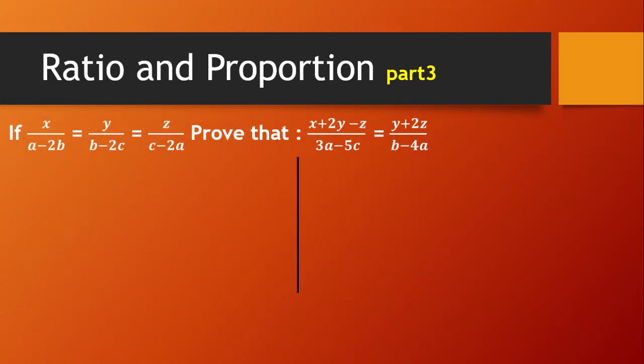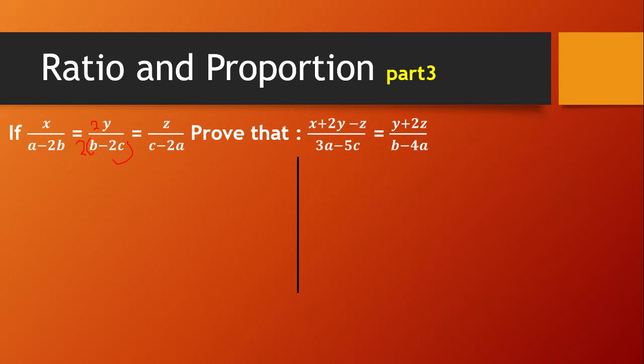Let's see another exercise. For example, here x over a minus 2b equals y over b minus 2c equals z over c minus 2a. Prove that. Okay, look at here. At first I want x plus 2y minus z. X plus 2y, so I should multiply here by 2 up and down. I'll multiply here by 2 up and down, so the ratio wouldn't change.